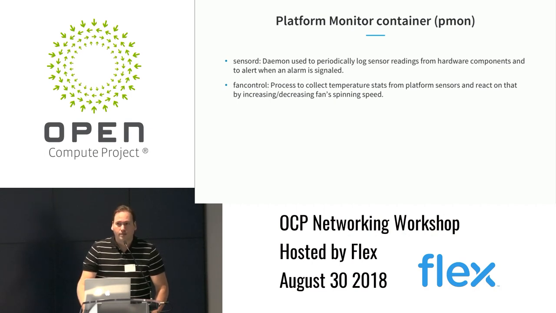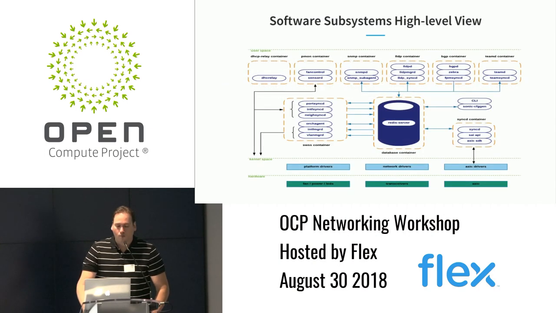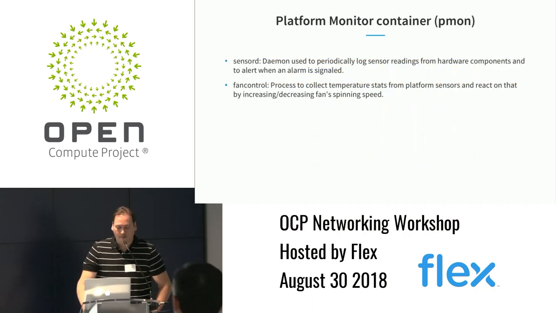It's also basically listening for events and for traps and for alarms coming from the platform monitor sensors and reacting on that. So coming back to the previous slide, that's what we're doing, right? Sensord and fan control are listening to the kernel, and specifically fan control is sending information back. Information meaning instructions for the fan to spin faster or slower. So we use ioctl or whatever interface is exposed by the driver. That's pretty simple. That's the platform monitor.